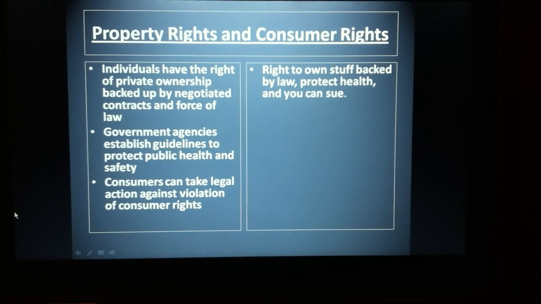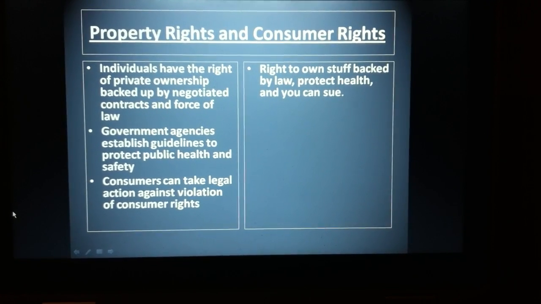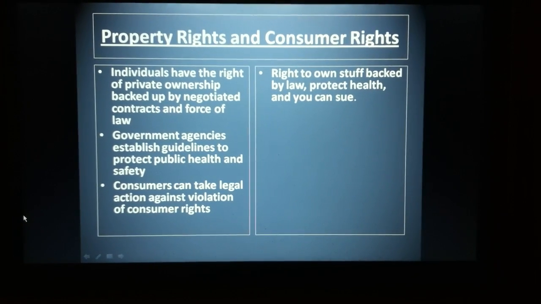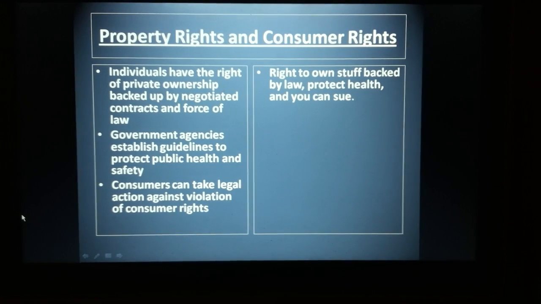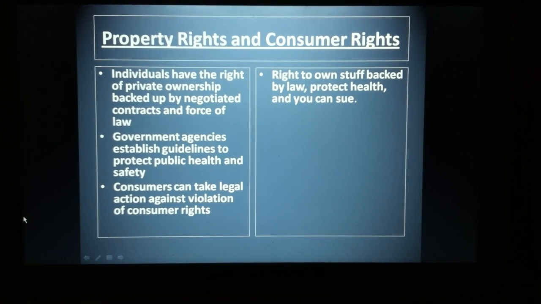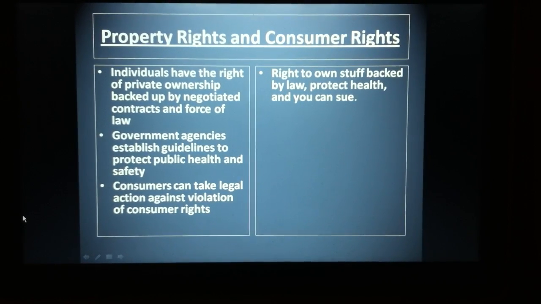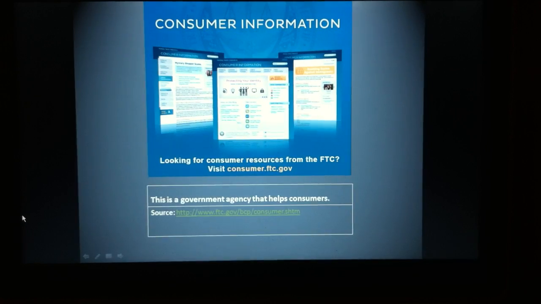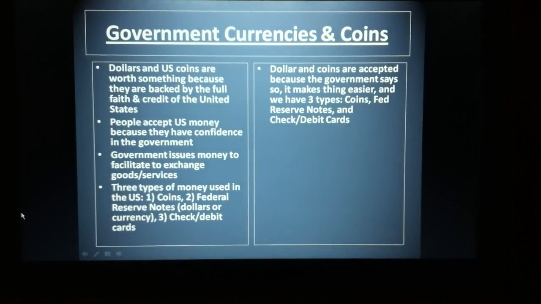Property rights and consumer rights. Individuals have the right of private ownership, backed up by negotiated contracts and force of law. Government agencies establish guidelines to protect public health and safety. Consumers can take legal action against violation of consumer rights. It's the right to own stuff, backed by law, protect health, and you can sue. Consumer information: the FTC has a great website on it.